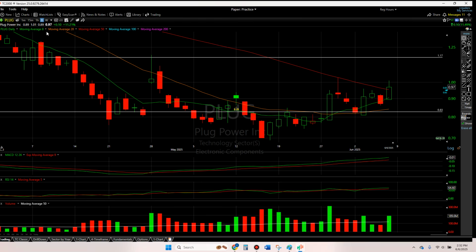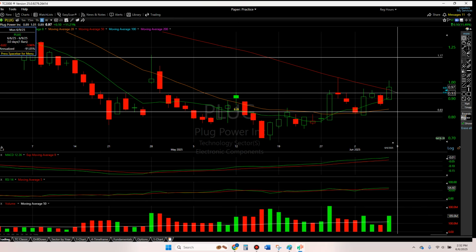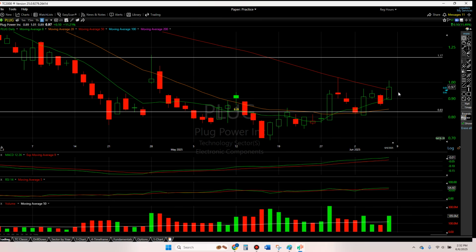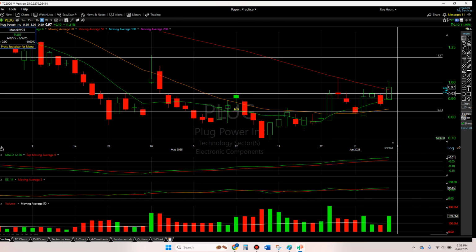So again, I don't know the math behind these lines, right? What I'm just kind of doing is guessing the slope. It looks like that's probably going to be around 94 cents, and then that's probably going to be around 93 cents, right? So in that 93, 94 meeting point where the red line and the green line, the 50 moving average and the 8, meet, that's the point that's going to dictate what happens.